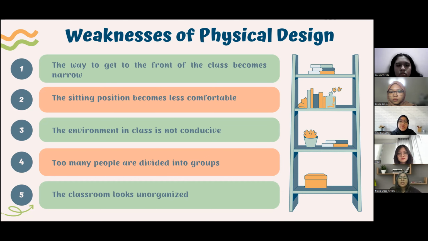And the last one is the classroom looks unorganized. Group sitting gives the impression that the class is unorganized because of the narrowness of the classroom. Students' drinking bottles are placed on the table, which is quite risky because the water could get on the sheets or books placed on the table.